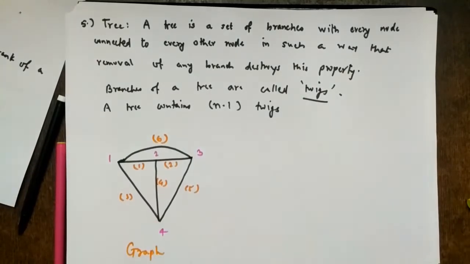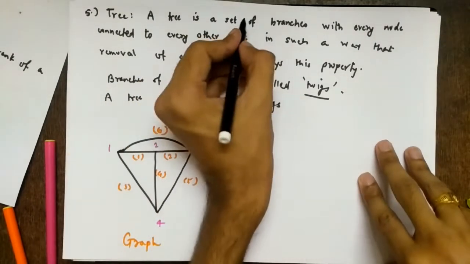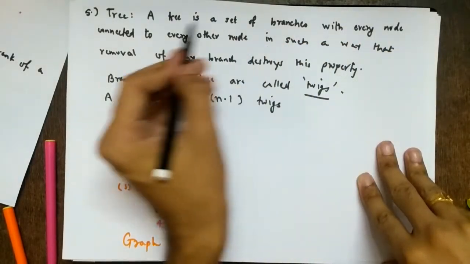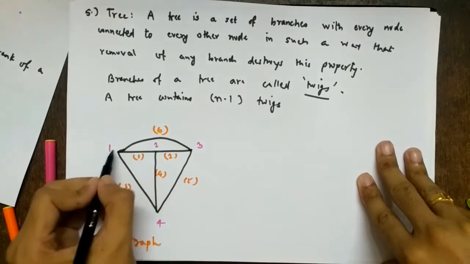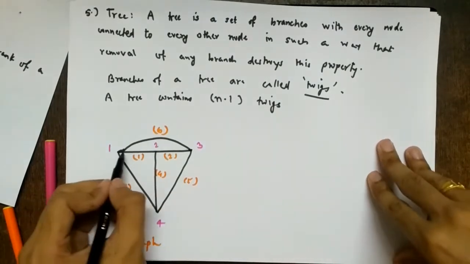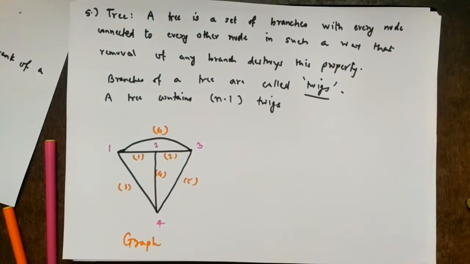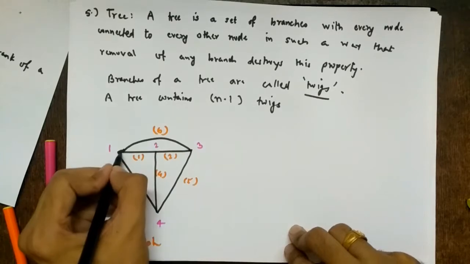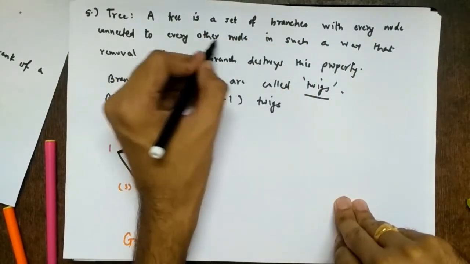If I want to draw a tree of a graph, right? So what is tree of a graph? It is a set of branches, means you will draw the branches, that is confirmed, with every node connected to every other node. So every node should be connected to every other node, means you should not go from node 1 to directly node 2. Sorry, not 1 and 2, not even 1 and 3, because you can directly connect them, right? What is it? It is a set of branches with every node connected to every other node.